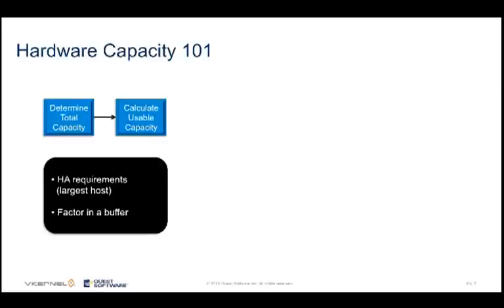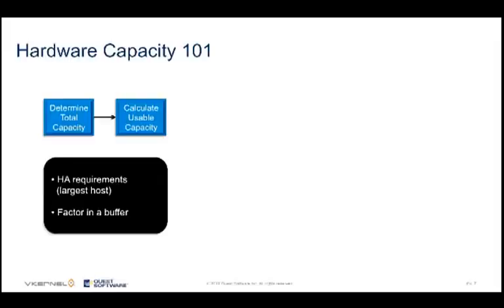So let's pretend we've got a four-host cluster, and we have HA enabled, so we're intending for one host to be able to go down and the other three hosts to pick up the workload. For that purpose, we have to pretend that one of the hosts does not exist when we're trying to calculate capacity. So out of all of that capacity, we really only have 75% of it that's usable.